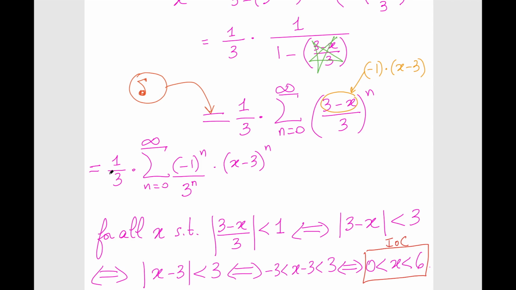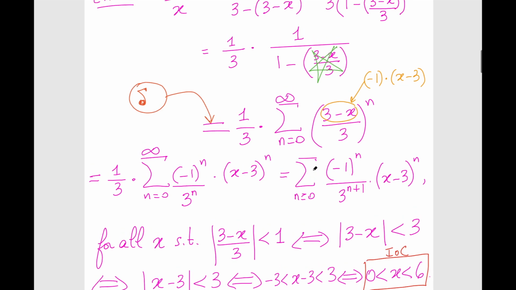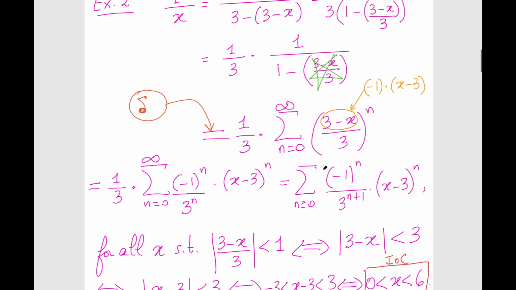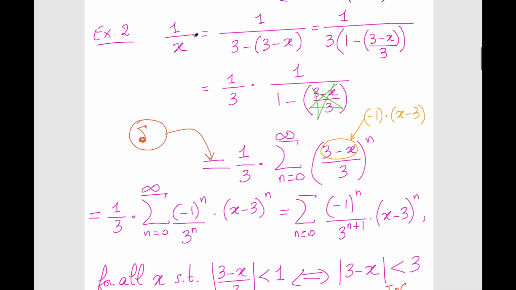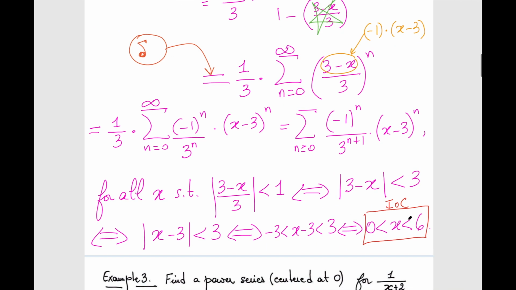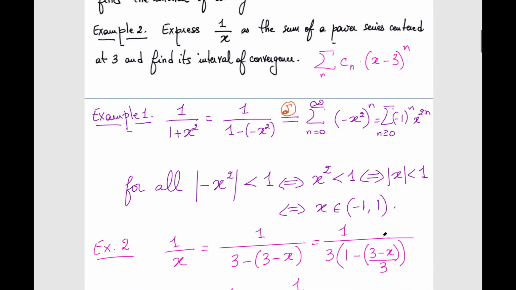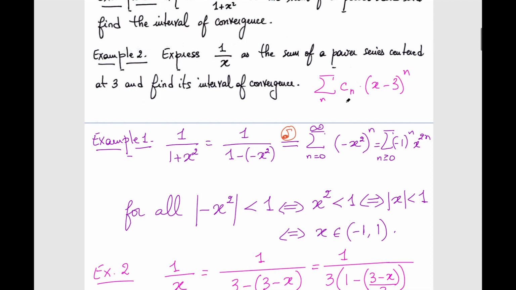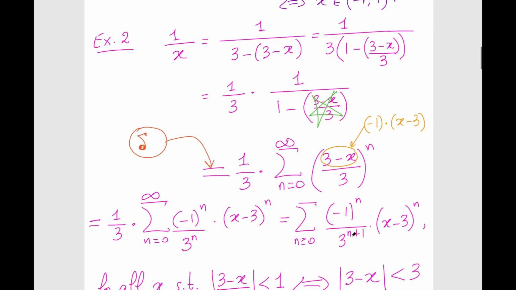Now if you want to bring in that 3 here, you don't have to, but my point is, let's clean it up a little bit. So you can get summation that starts at 0 of minus 1 to power n divided by, if you bring in this 1/3, so 1/3 times 1 over 3 to power n is 1 over 3 to power n plus 1, yes? Okay, times x minus 3 to power n. And this is the series representation of this function 1 over x, a power series centered at 3 that represents 1 over x. Make sense? And they are the same as long as x is between 0 and 6. This is the interval of convergence that the question was asking. Make sense? So we were able to write it as such, and the Cn at the end of the day turned out to be minus 1 to power n divided by 3 to power n plus 1.